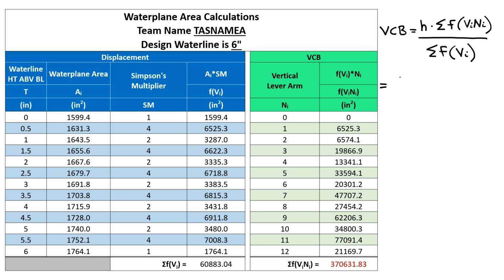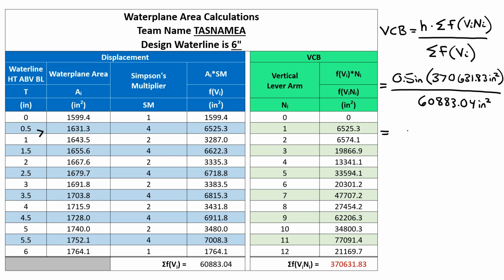This is equal to my half-inch spacing between my waterplanes times 370,631.83 square inches divided by 60,883.04 square inches. And therefore, my vertical center of buoyancy is 3.04 inches above my baseline.